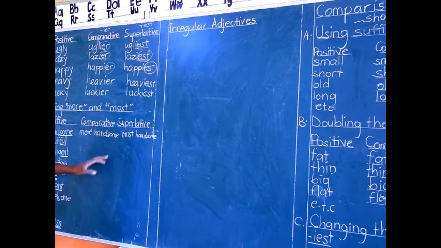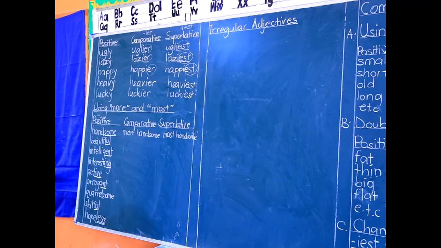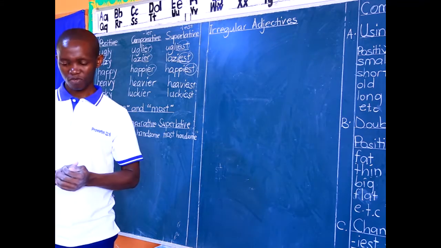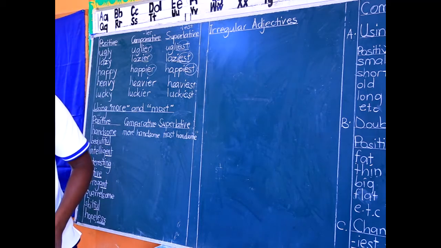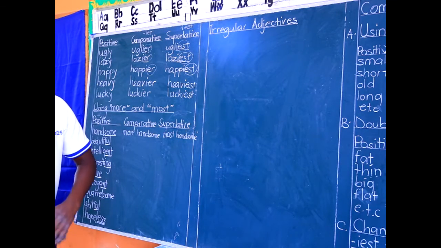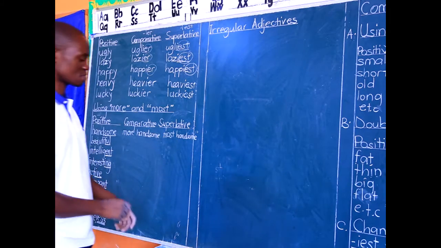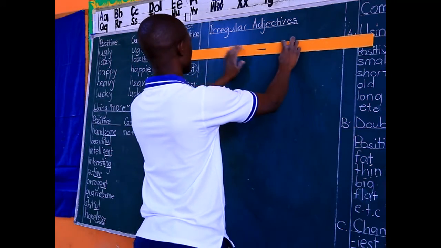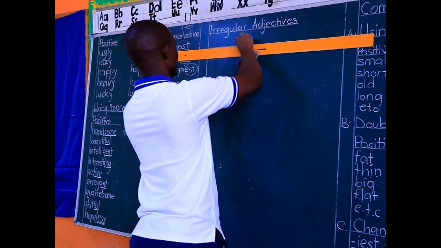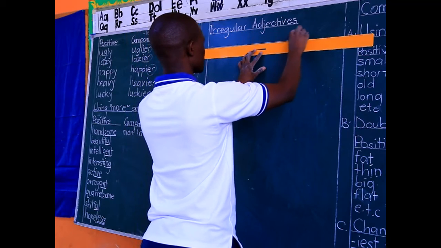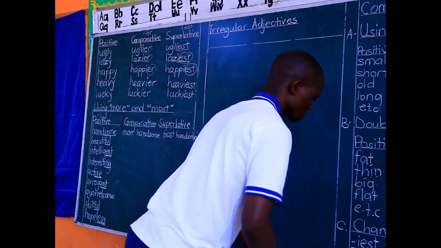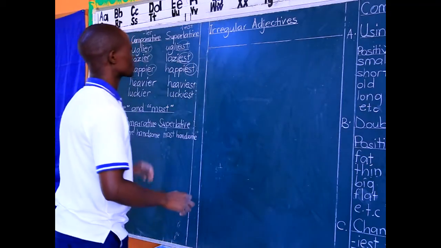Irregular adjectives are those that change to comparative and superlative without following any specific rule. We are going to put all of them together so that you know that there's no rule you can follow when forming the comparative and superlative. So we have the list of irregular adjectives here. We will not follow any specific rule. There's nothing like change this to this, change this to that.